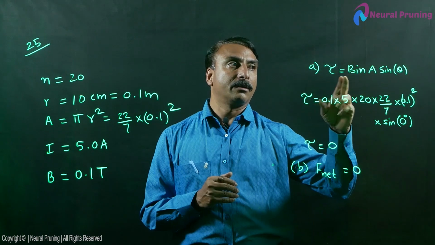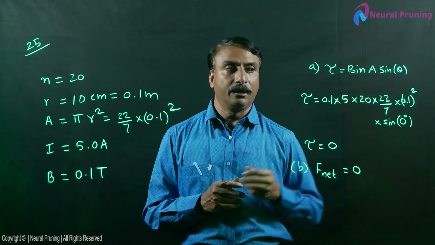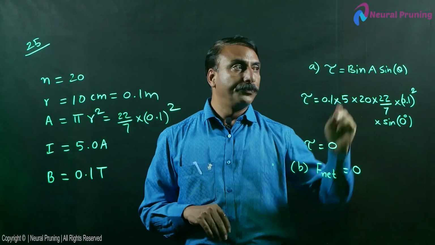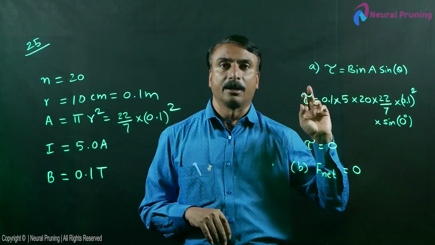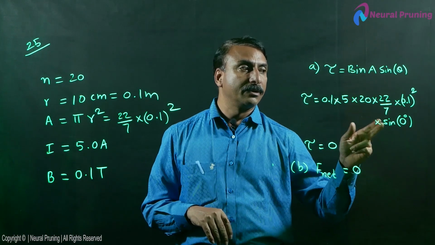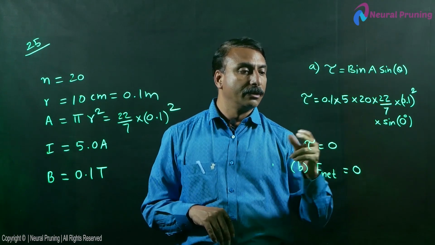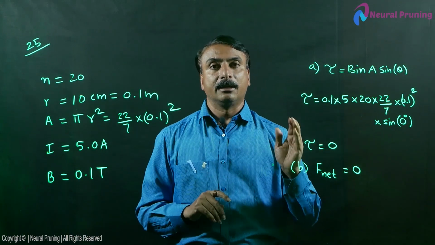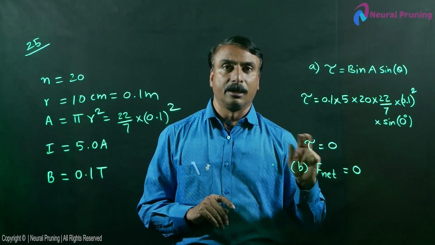And you know that torque tau is equal to B N A sin theta, and here you substitute all this data and this angle theta is 0 degrees. As this angle theta is 0 degrees, you know that sin 0 is 0, 0 into something, this whole term vanishes. So, in this position, the torque acting on the coil is 0.